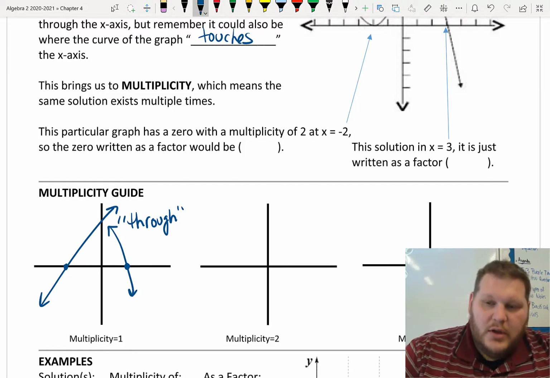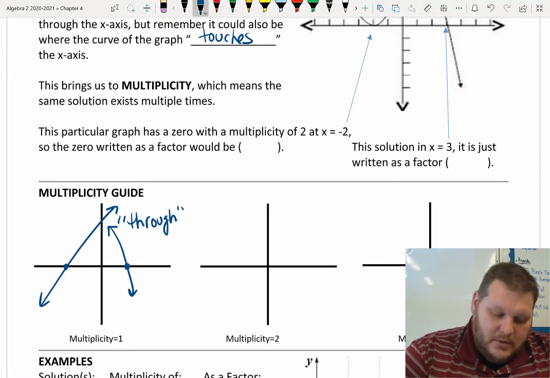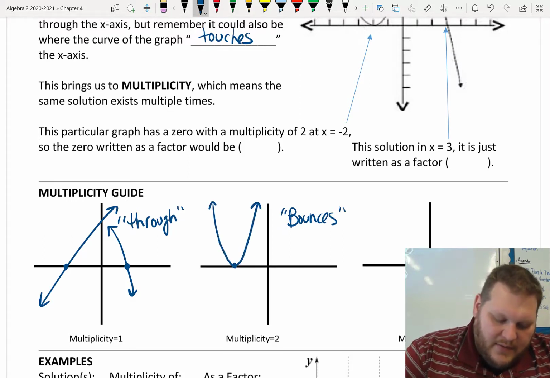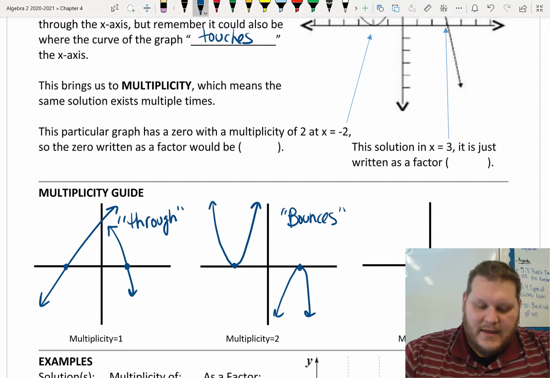Multiplicity of 2 is where it bounces. Or touches, I guess you want to say. But I always say bounces because it goes down, hits it, and then turns back the other way. It bounces off of that x-axis. And it could be approaching from above or below. Both of these two are bouncing at the x-axis.